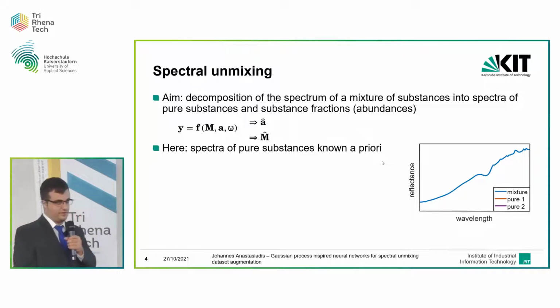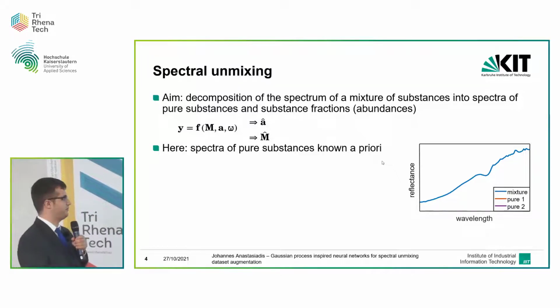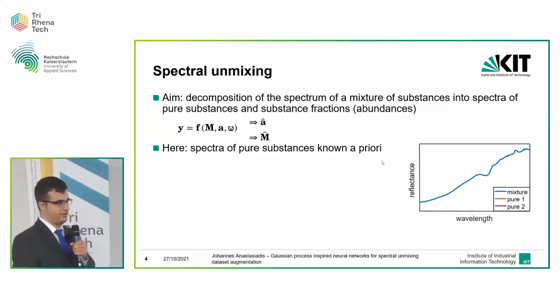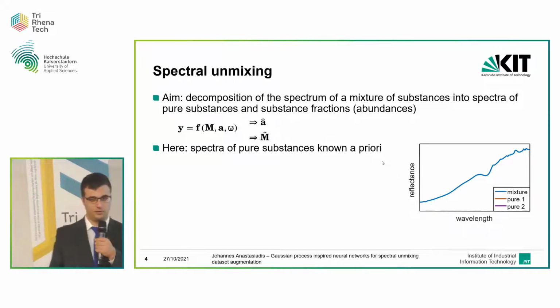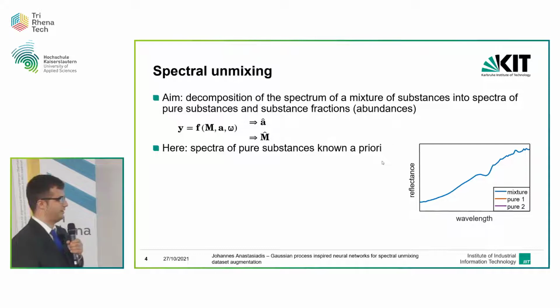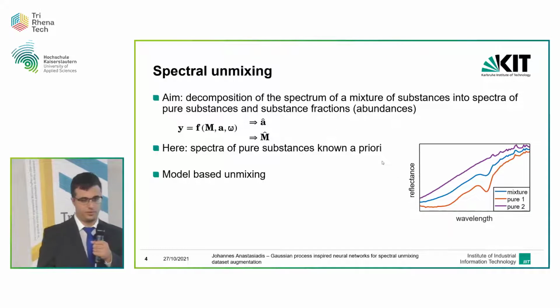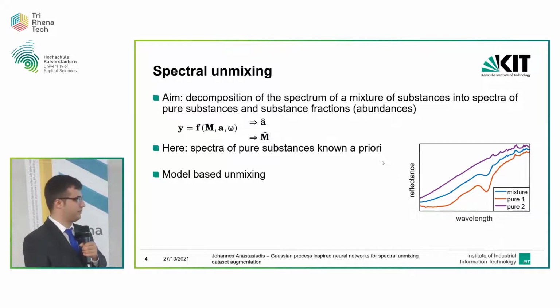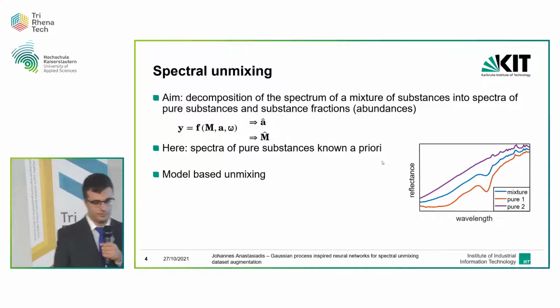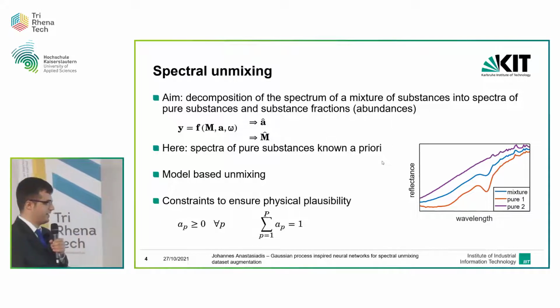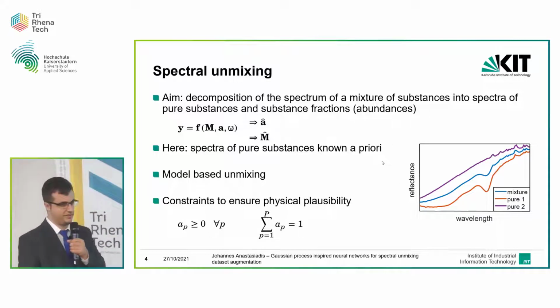The aim of spectral unmixing is that you can decompose a measured spectrum to get the abundances and the spectra of the pure substances involved. In this presentation, we are only looking for the abundances because the spectra are already known, because they are in the training dataset. A classical approach is to use a mixing model, so you can do model-based unmixing. An example here would be using the linear mixing model. For physical plausibility, you need the non-negativity and the sum-to-one constraint for the abundances.